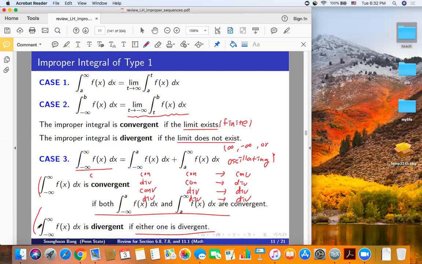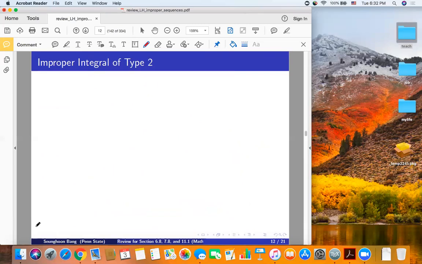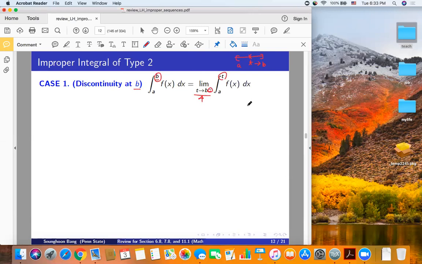This is the last one. Here, improper integral of type 2, case 1, discontinuity at B. How can you find this one? You can replace the discontinuous point B by t, with t approaching B from the left. Why is this true? The interval is from A to B, so you can choose t, and t approaches B from the left, so like this.